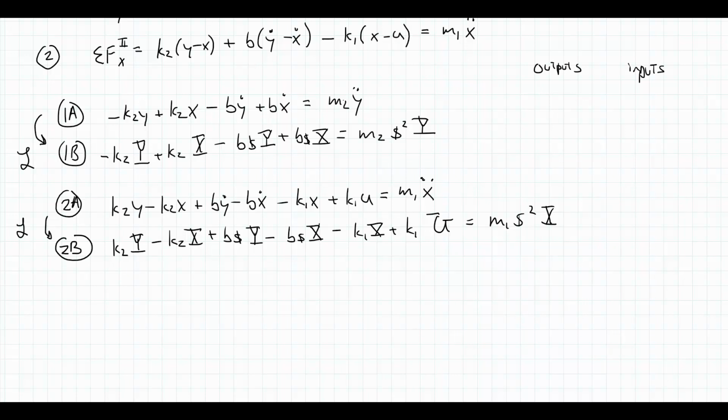All right, now let's look at what we have so far. Outputs between 1b and 2b. So these are the dependent variables that are not prescribed. They're not inputs, obviously, into the system. We have x and we have y. And input, 1b doesn't have any input, but 2b does. We have u. We have two equations, 1b and 2b, in the frequency domain, and two outputs, x and y. So this will be solvable. I will be able to get what we're looking for.